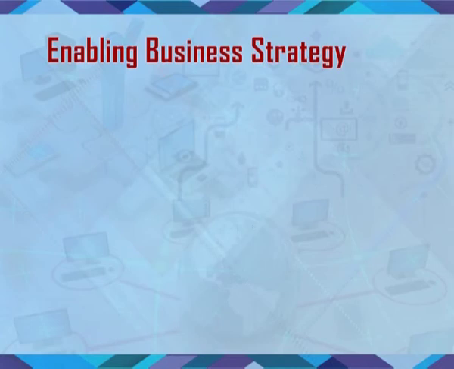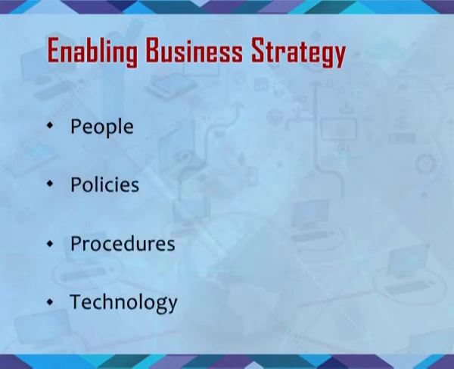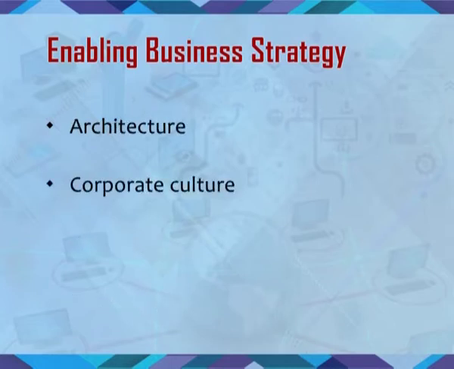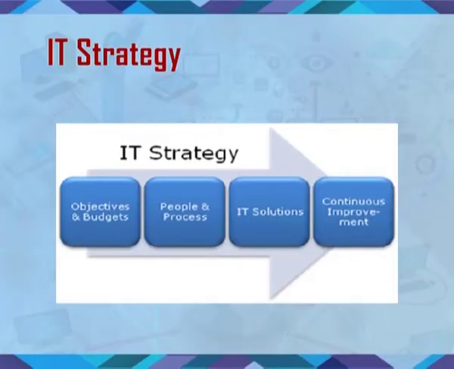Now, let us see enabling business strategies. Integrated security is about how people, policies, procedures, technology, architecture and corporate culture are aligned to enable the enterprise to do what would otherwise be too risky. Now, let us see information technology strategies, which we call IT strategy. Information technology strategy is increasingly a critical enabler of business transformation and growth and needs to play a fundamentally different role as it partners with the business.